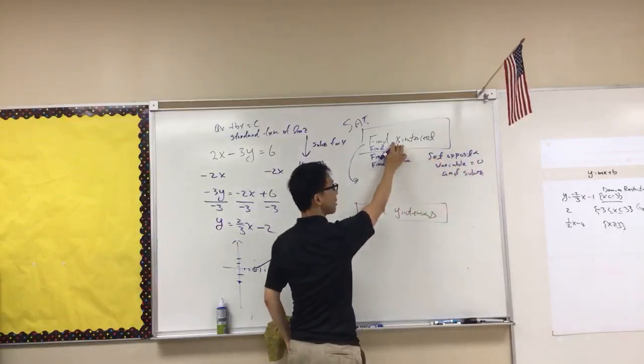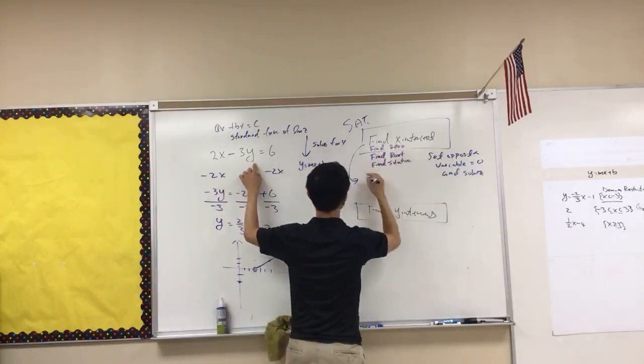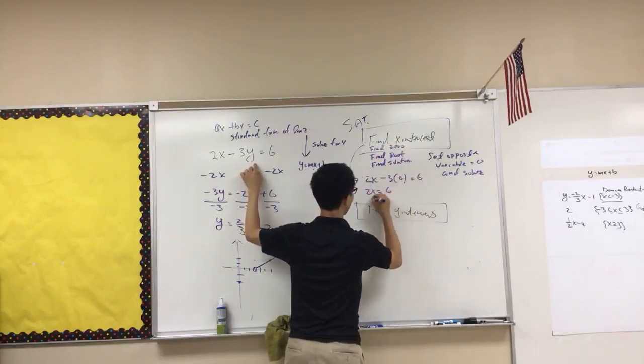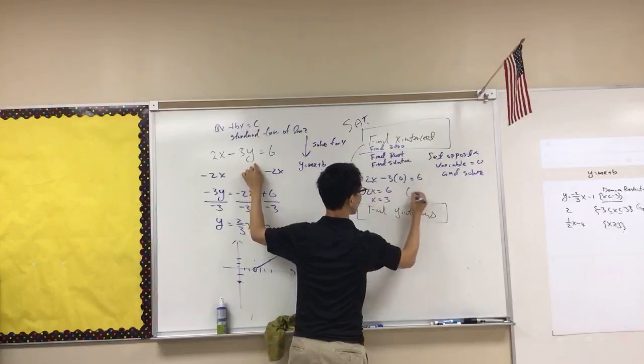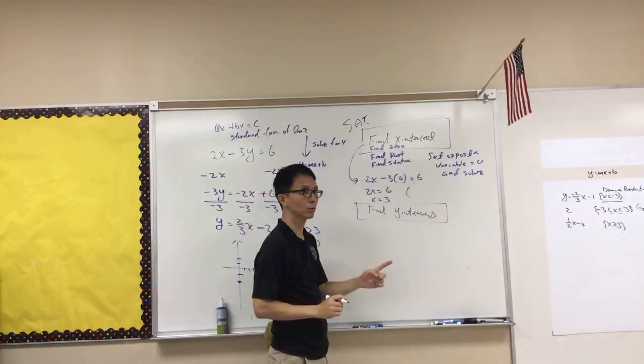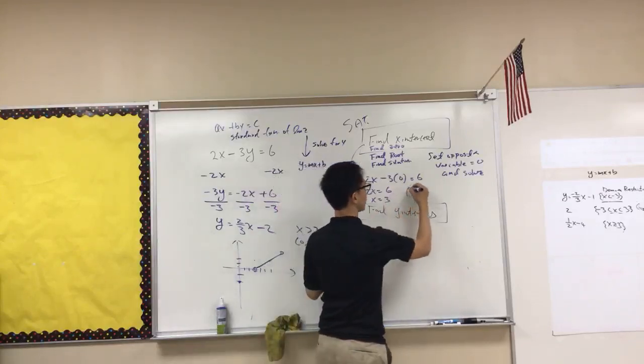So if x-intercept, I'm setting which value equal to 0? Y, opposite. So y is equal to 0, so it'll be 2x minus 3 times 0 equal to 6. 2x equal to 6, x equal to 3. So my x-intercept is what? No, it's a coordinate: 3, 0. 3 comma 0.